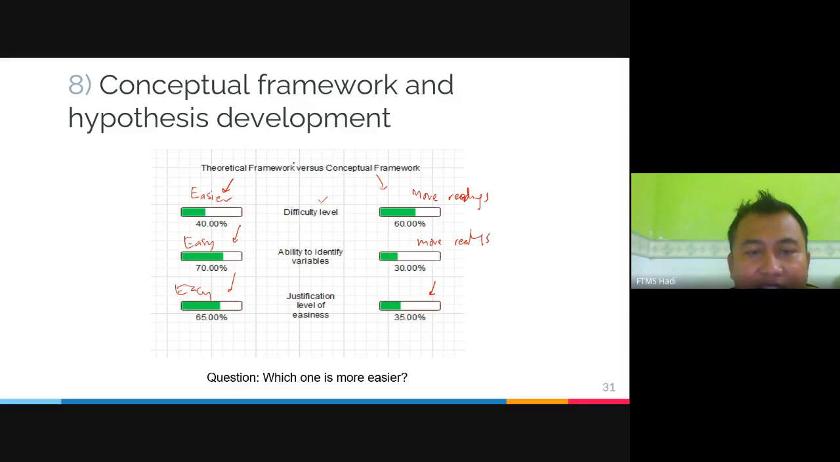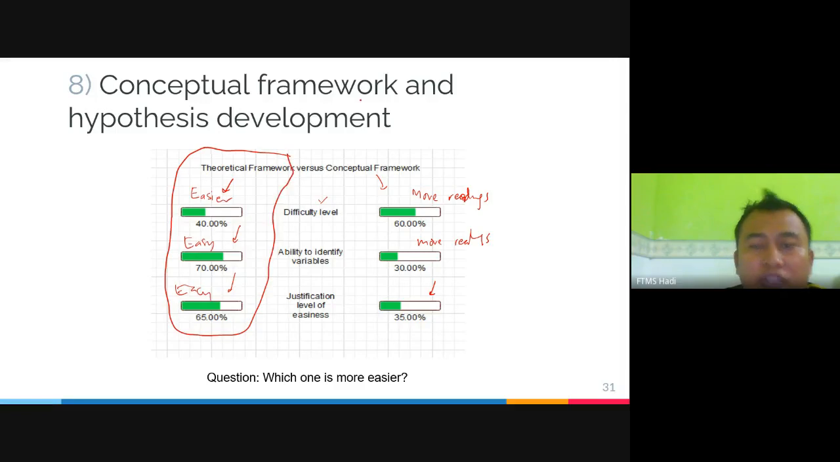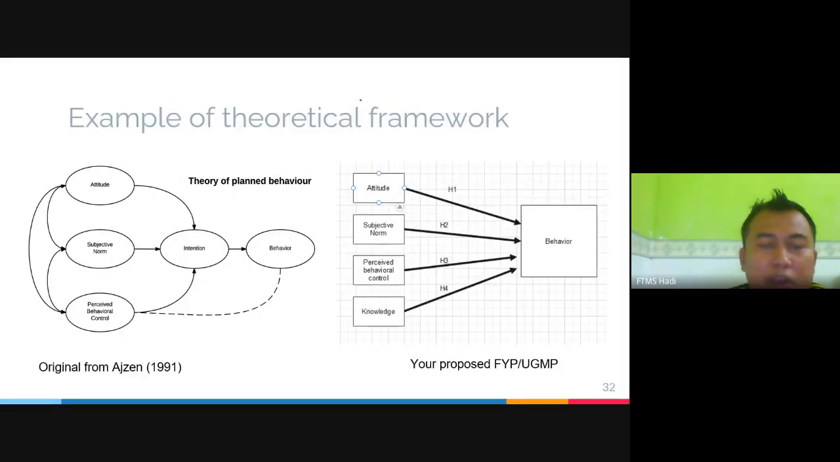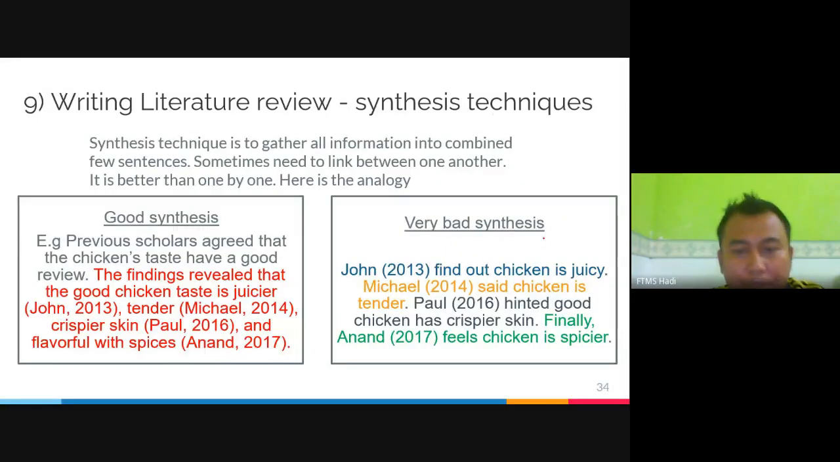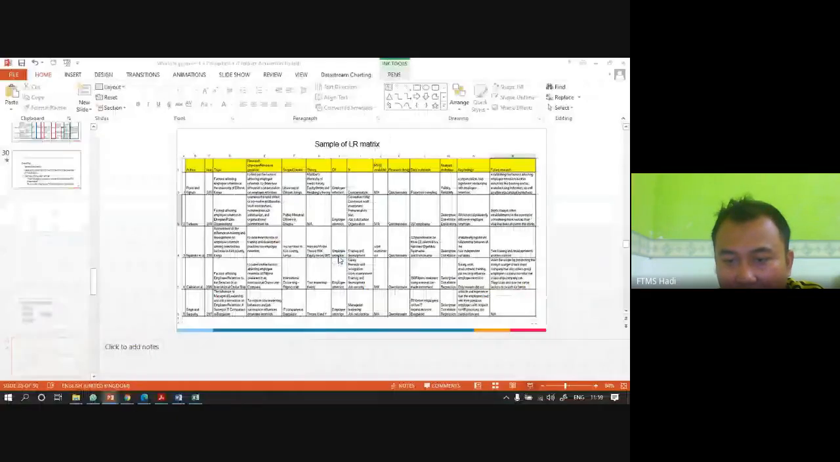From my perspective, the theoretical framework is quite easier compared to the conceptual framework, because you have this in your journal and you modify it to become yours. This is your gap also. For the conceptual one, you just read and then come up with the framework, and this is your conceptual framework. But the problem is justification: the explanation must be stronger. Okay, let's go to the checklist to see LR on theory done.